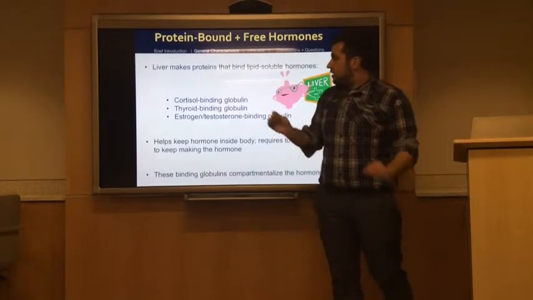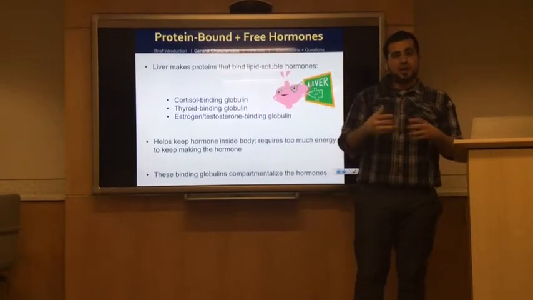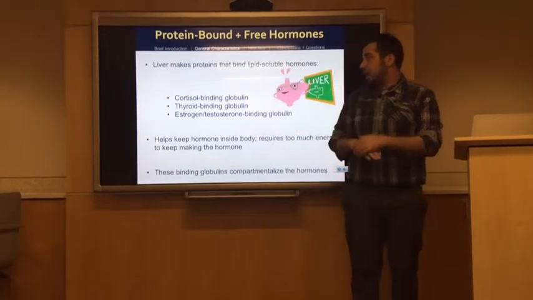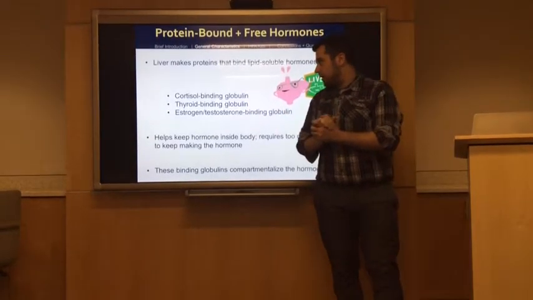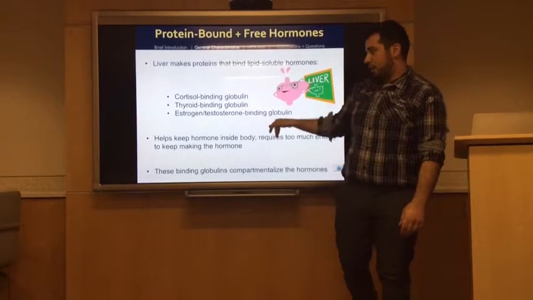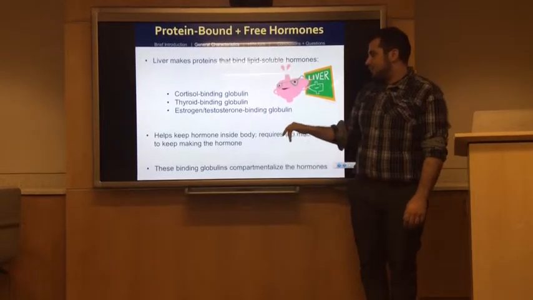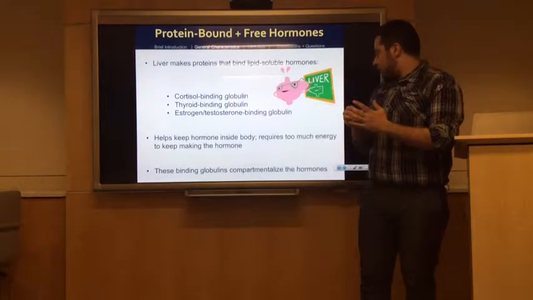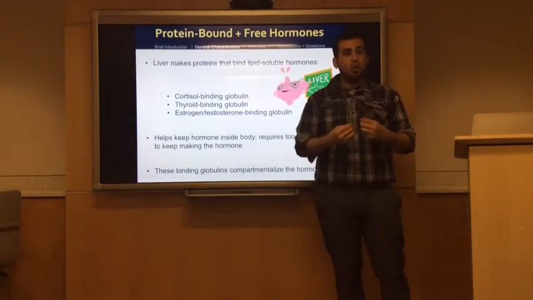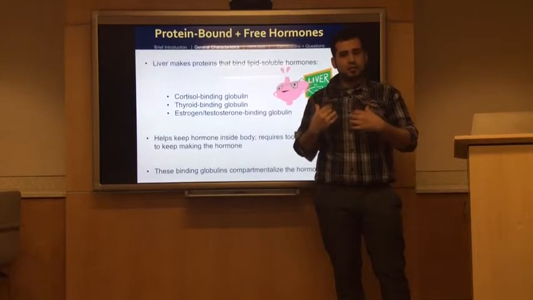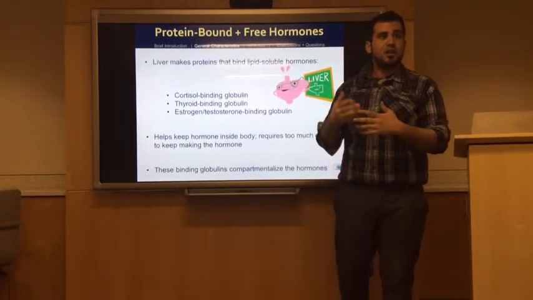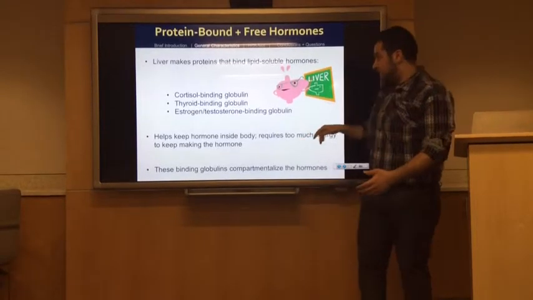Now I'm going to delve into what I mentioned earlier about steroids and their binding globulins. They're made in the liver, and you could have cortisol binding globulin, thyroid binding globulin, and or sex hormone binding globulin. And this is important because it keeps the hormone inside the body, and it requires too much energy to keep making new hormones. So steroids are very energy intensive. Once you make them, you want to hold on to them. So you make these binding globulins, and that helps with that.